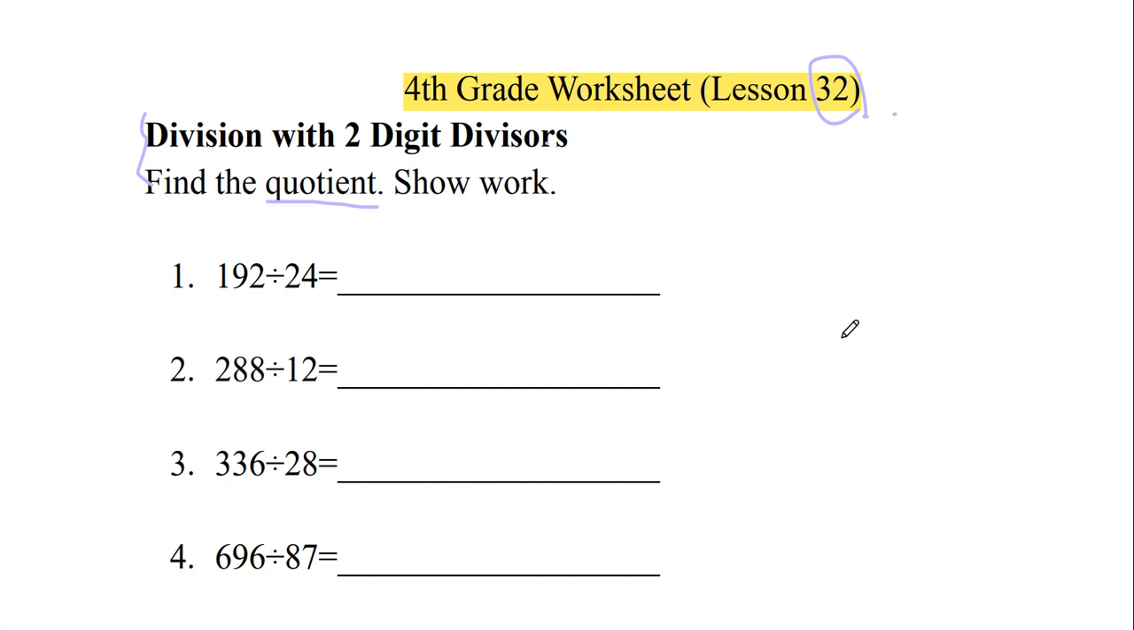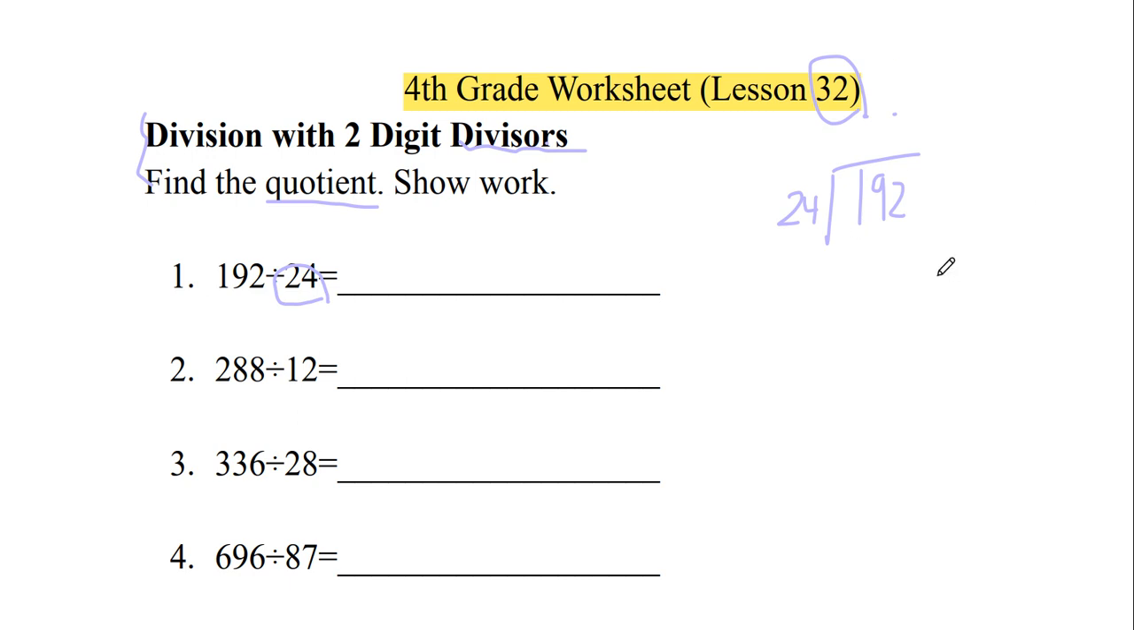Okay, for number 1, you're dividing 192 by 24. And 24 is called the divisor because you're dividing a number by 24. So if we divide 192 by 24, I feel like 8 is going to work out.